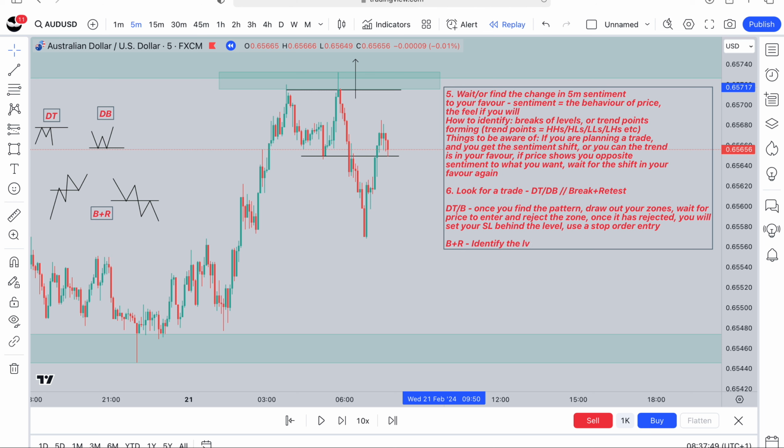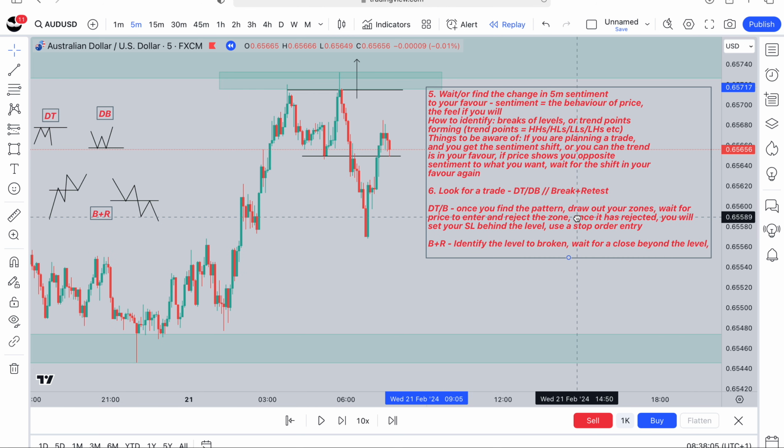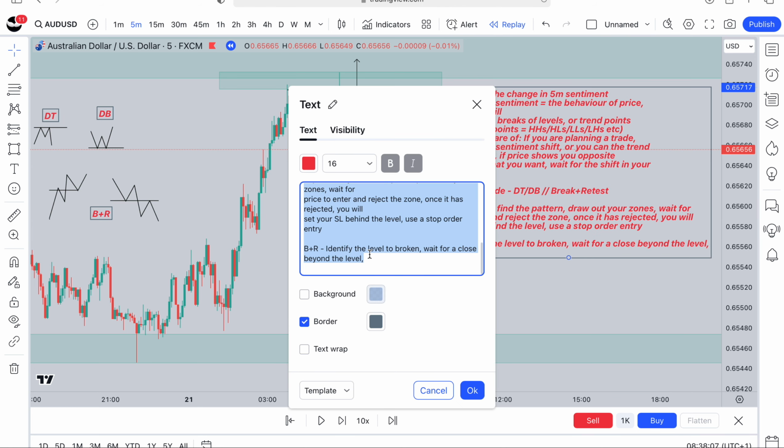Identify the level to be broken, and as you can see by looking at this, that was here. Wait for a close beyond the level, so past the wicks. And this is the really important part, guys. You must wait for two wick rejections.